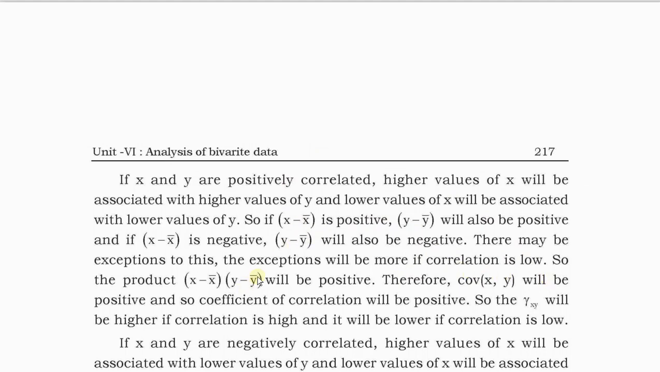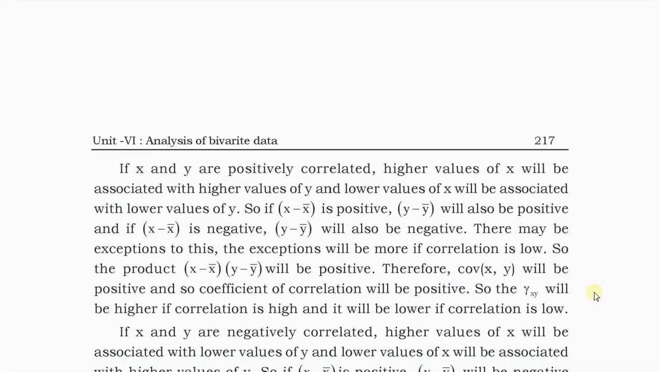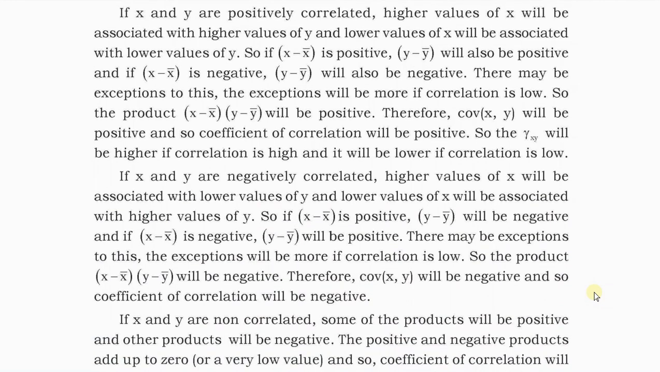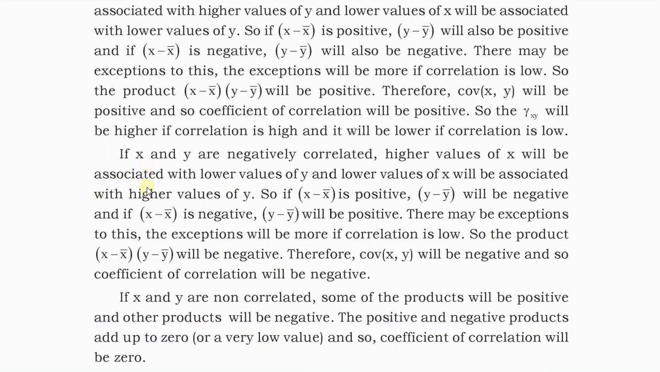So the product x minus x bar into y minus y bar will be positive. Therefore covariance of xy will be positive, and the coefficient of correlation will also be positive. Therefore the product moment will be higher if the correlation is high, and it will be lower if the correlation is low. So if your answer is 0.85 or anything greater than 0.5, it means the correlation is higher. If it is below 0.5, it means the correlation is lower. Okay. So this is about positive correlation.